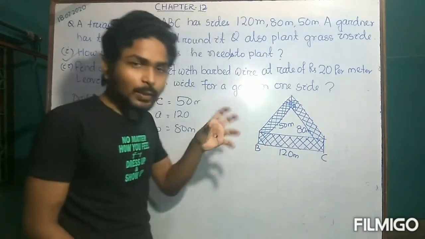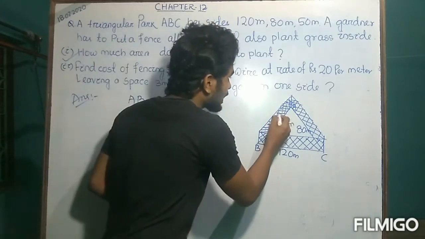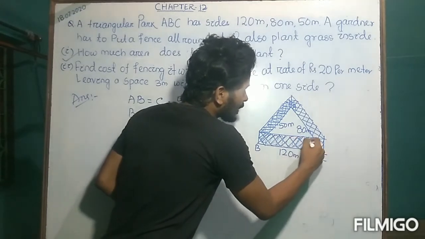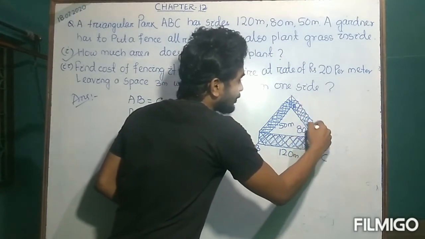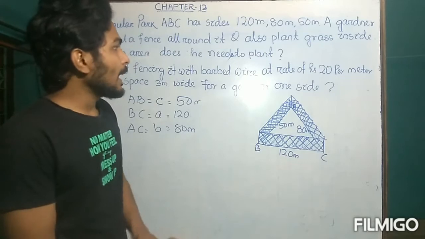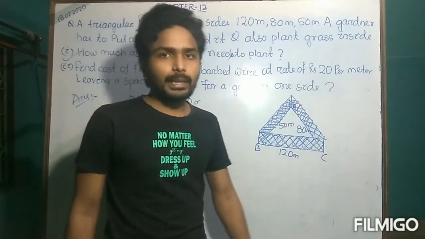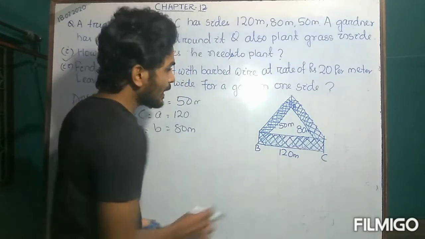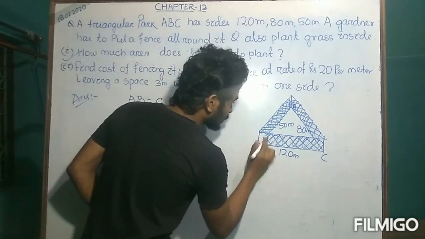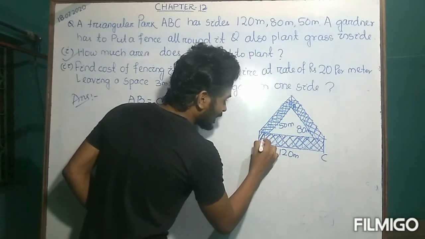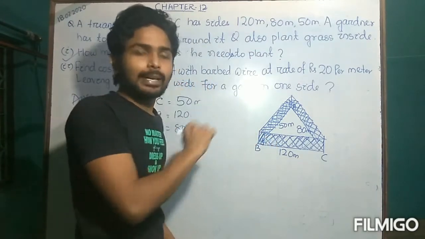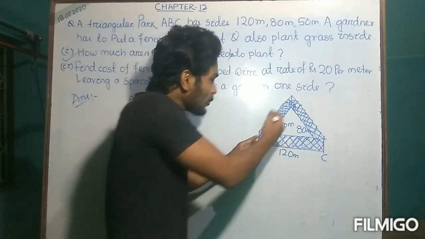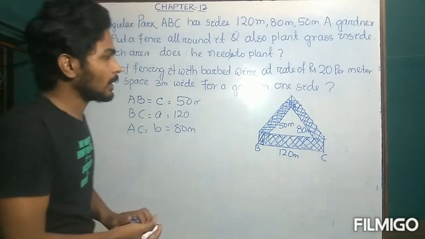Barbed wire means circulated wire. Okay, like this, circulated wire. He has to cover this 3 sides using barbed wire at the rate of rupees 20 per meter. Okay, he has to cost rupees 20 for 1 meter. Suppose this is 1 meter, then he has to cost rupees 20. Suppose this is again 1 meter, then he has to cost again rupees 20. Again rupees 20. Similarly, so on.